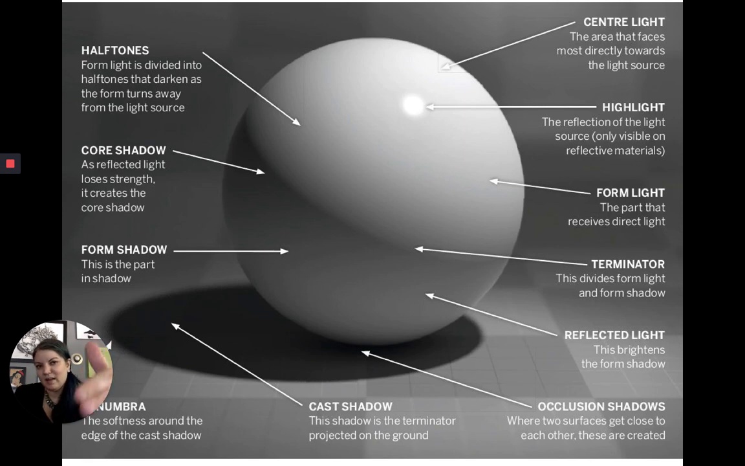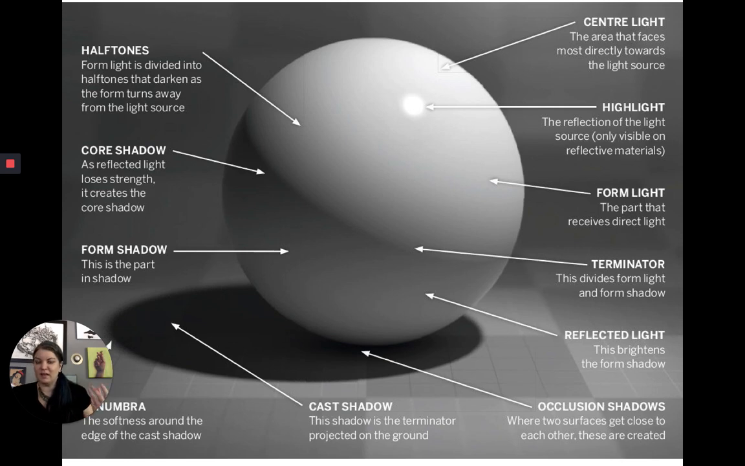Usually the highlight is set down a little bit further in like it is here, and the center light, which is the area that is more directly towards the light source, tends to be not the primary, not the lightest value. Okay, so the highlight is the actual reflection of the light source, which isn't always visible if you have something really matte. Okay, so the material is also important here. The form light is the part of the object that receives the direct light. Okay, so the highlight is a reflection.